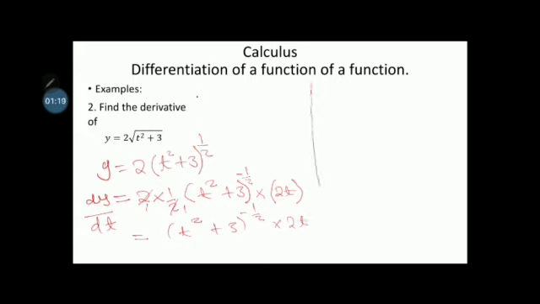And that will simplify to dy dt being equal to, what we have is a negative power, meaning this can be taken down. So we're going to have 2t remaining on top over t squared plus 3 to the power half, and the power half the same as the square root, so you can write that one as 2t over square root of t squared plus 3, and you are done finding the derivative.